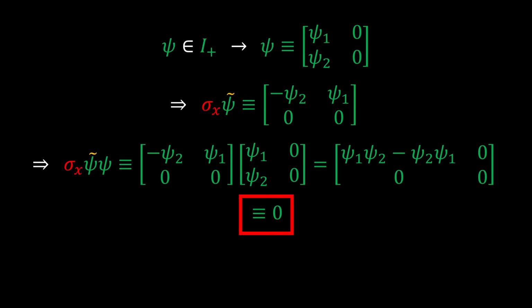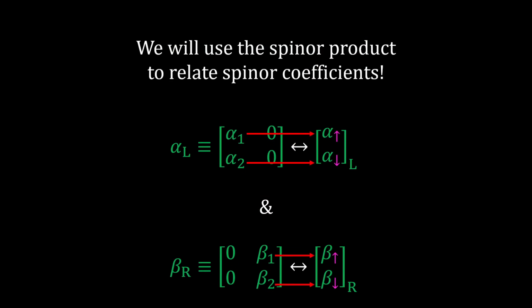Indeed it does. Now that we know for sure that this is the spinor product for left Weyl spinors, we will show how the coefficients from the natural convention are related to the traditional column vector.